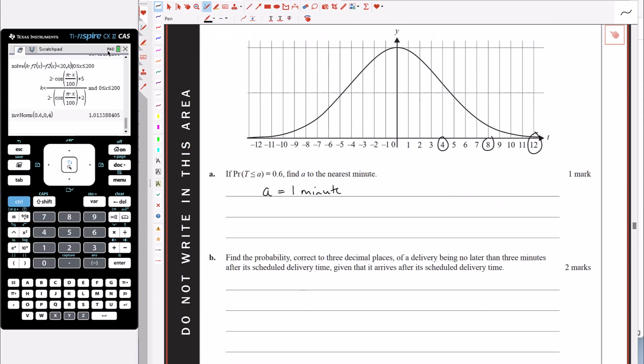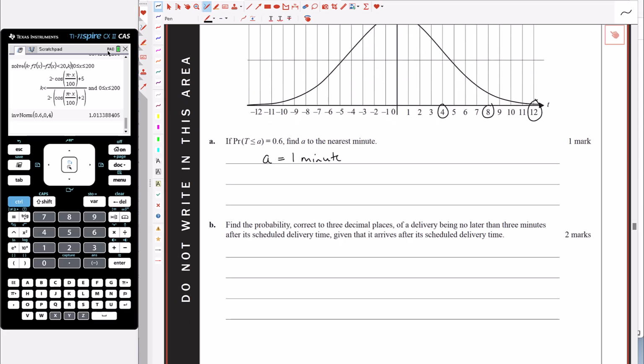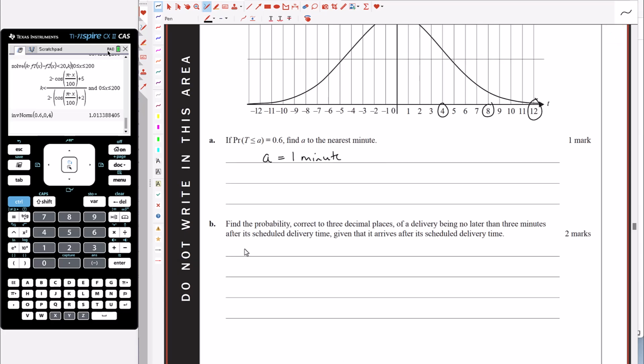Find the probability correct to 3 decimal places of a delivery being no later than 3 minutes after its scheduled delivery time, given that it arrives after its scheduled delivery time. So we want the probability that the time is no later than 3, so time is less than or equal to 3, given that it was late, so given that the time was definitely bigger than 0. Okay, so it's a conditional probability, so we need the intersection of those two things. So that is the probability that it is between 0 and 3 over the probability that t is greater than 0.